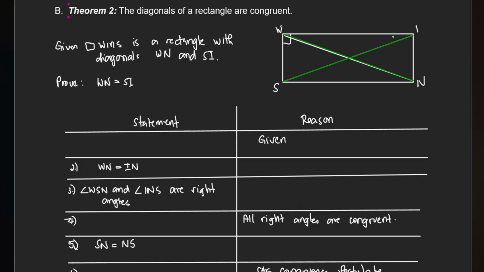Okay? So, now given we have the parallelogram WINS is a rectangle with diagonals WN and SI. So yung WN natin is yun yung tinatawag natin diagonal. Now let's try to prove that WN is equal to SI. Okay? Now we have here the statement. You can pause this video and write the given in your scratch notebook. Okay.